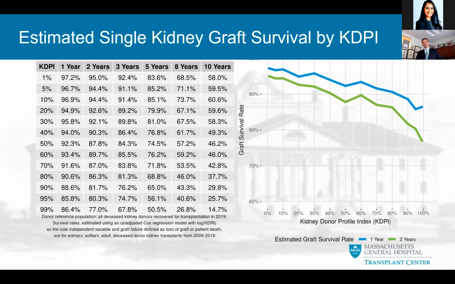The other thing that the KAS implemented is the kidney donor profile index. We identified kidneys based on the quality of these kidneys.